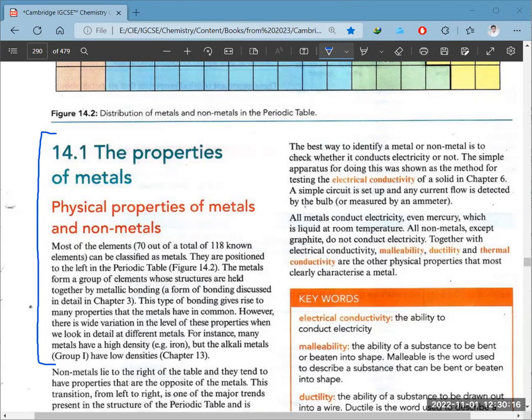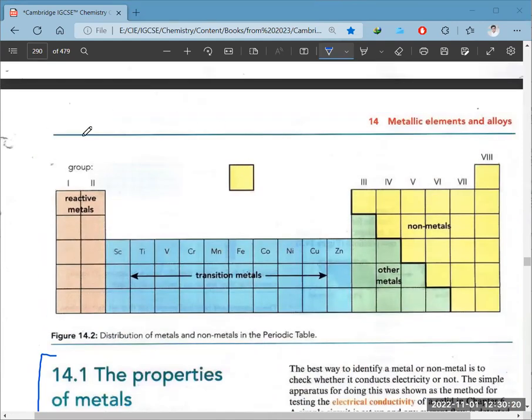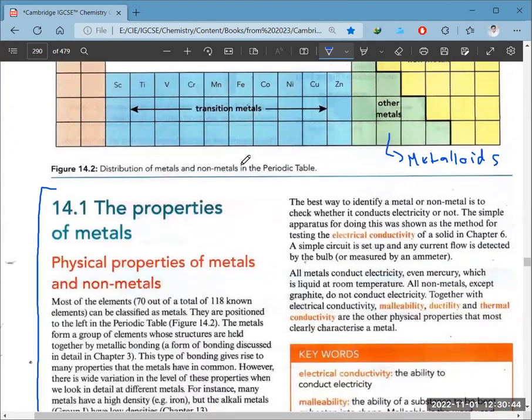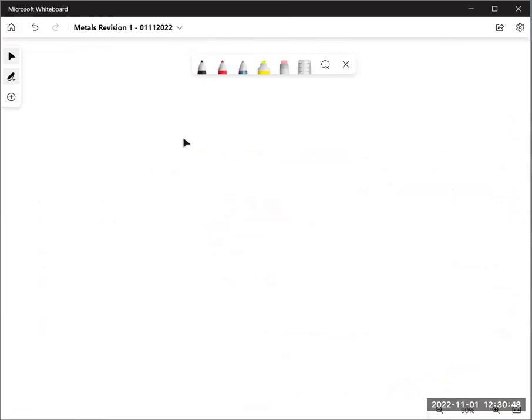All right, stop. Now, that was just a basic introduction of metals. Metals lie on the left side of the periodic table. On the right, you have non-metals. Look, this is how it is. It's reactive metals, transition metals, other metals, which are metalloids or semiconductors. Then we have the non-metals right here. Hydrogen is a non-metal, by the way. It's not a metal. Now we'll see some properties of metals and non-metals and how we can classify them, to start from the beginning.